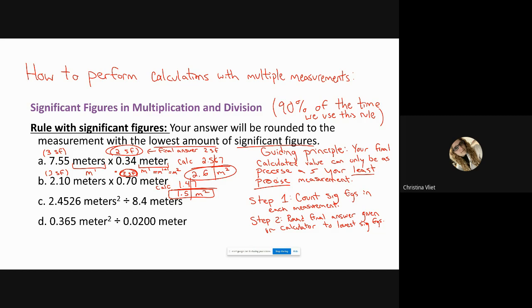All right, let's take a look at C. Same steps for multiplication and division. Count how many sig figs are in each number. 2.4526 has how many? 5. And 8.4? 2. The lower amount between 5 and 2 is? 2. So our final answer will be rounded to 2. Then you perform the operation, which is basically just in your calculator, divide the two numbers in the order that you see here.